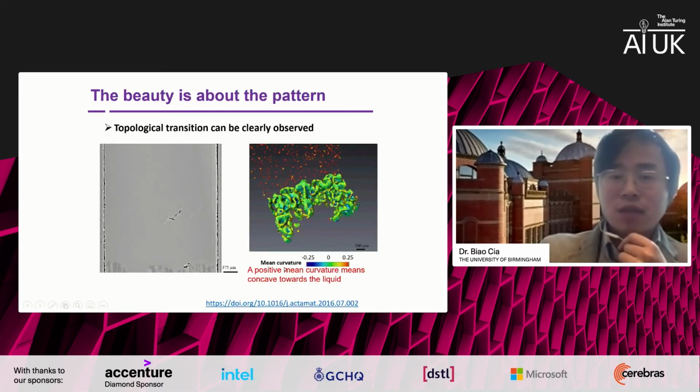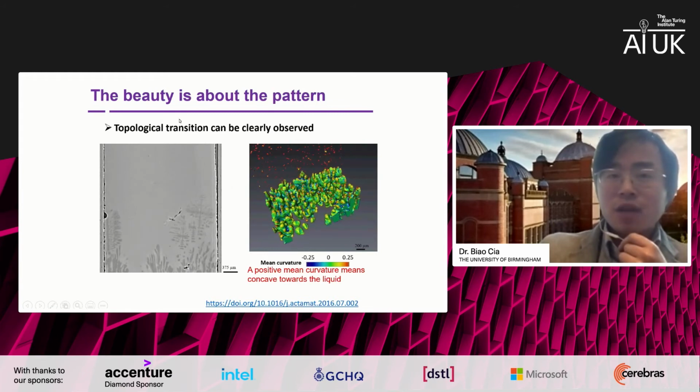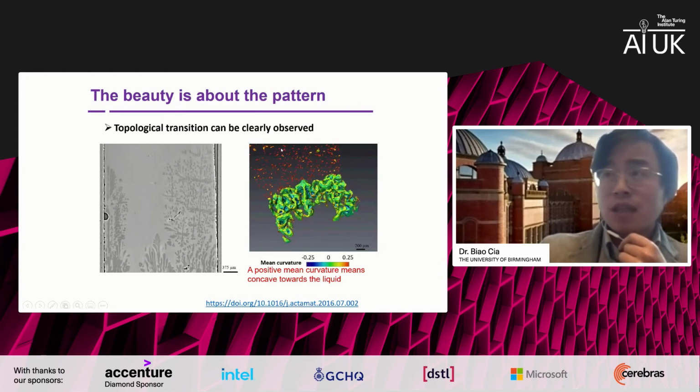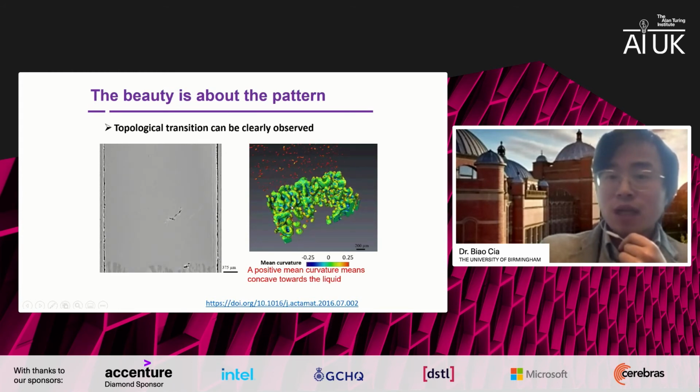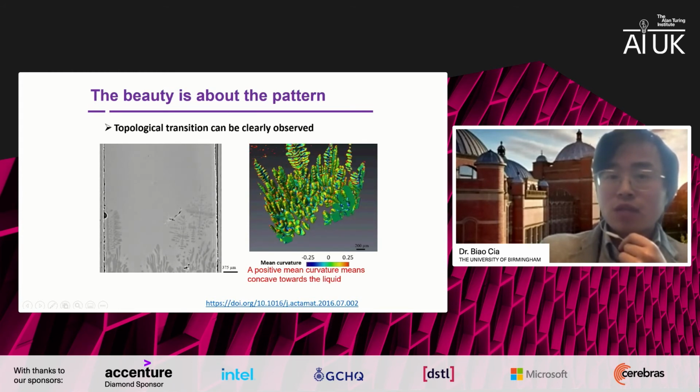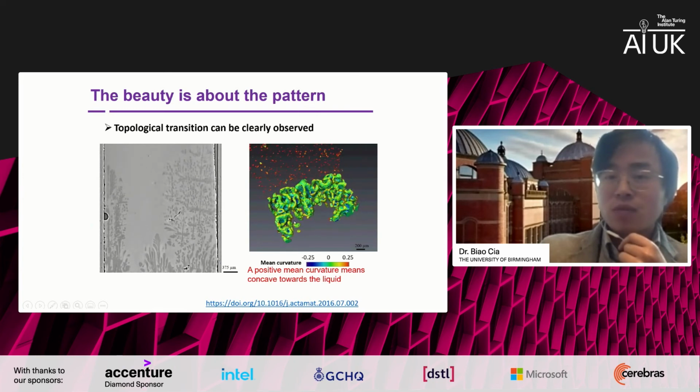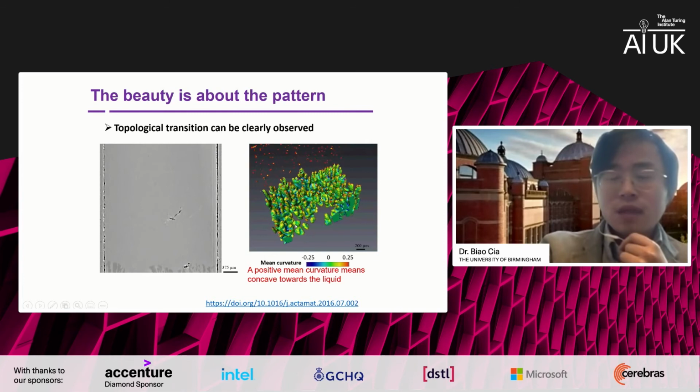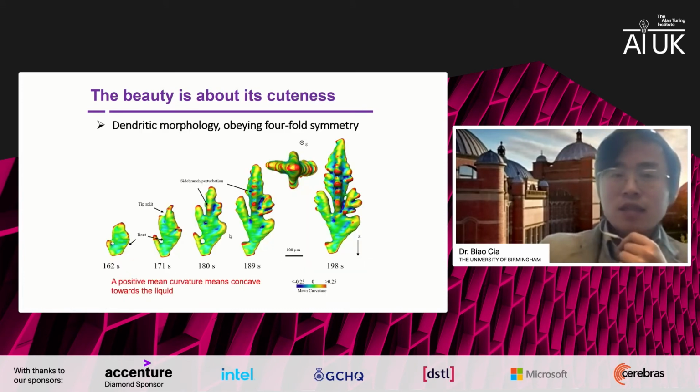So this is the first example of the beauty of crystal growth. It's about this pattern and the evolution of this pattern from one shape to another. You can see this topological transition from cellular shape to dendritic shape during one single experiment. And then this beauty is also about its cuteness. This is one single dendrite I extracted from the array of crystals. What you see here is a transformation from this very smooth interface to a very cute dog-shaped crystal here. So that's the beauty, as you can see, very cute.